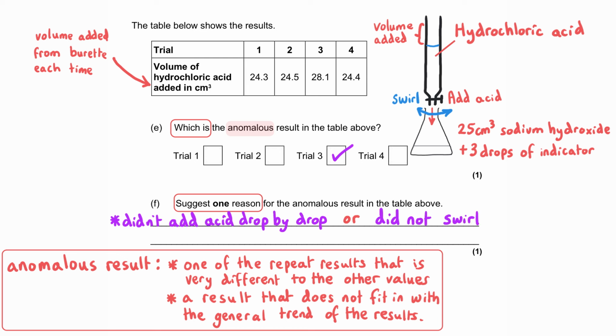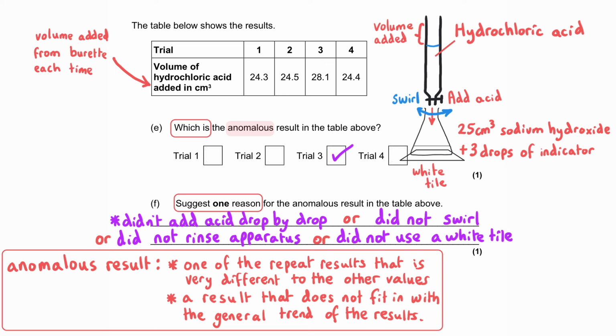Or perhaps the hydrochloric acid was added correctly, but they didn't swirl the conical flask. And swirling the conical flask encourages the acid and the alkali to mix together, and that means that the acid that you've added will react with the alkali before you add the next portion of the acid from the burette. Alternatively, they might not have rinsed the apparatus after the previous trial, which would mean that there would have been some chemicals left over in the conical flask, which meant the results would have been affected in that way.